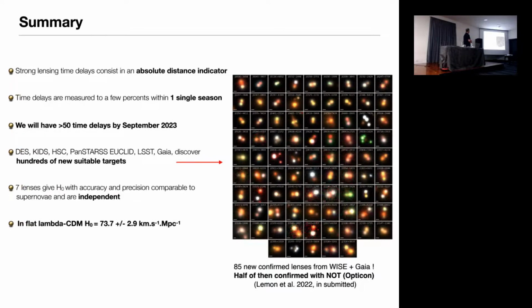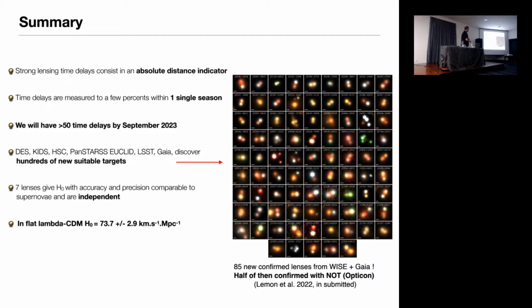Okay, summary. So strong lenses really are an absolute distance indicator. It has its drawbacks. There are two main ones. Let's say we need the time delay precisely, and we need a very well-constrained lens model for the lens galaxy. There are different avenues to help, like James Webb or this hierarchical analysis.